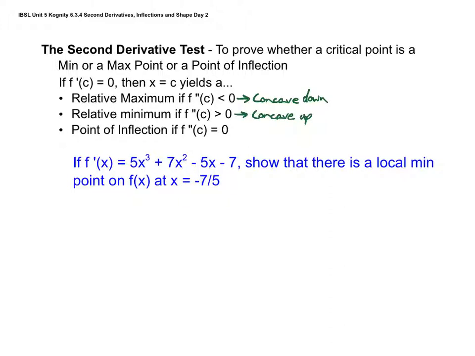I can think about it a little bit and say, okay, it's a polynomial, so if I took the derivative, I lost a power. So it was probably a quartic function. But I don't have it, and I don't have any way of knowing at this point what any other critical values would be. But what I can do is find the second derivative, make that 15x squared plus 14x minus 5, and then I can plug in negative 7/5.